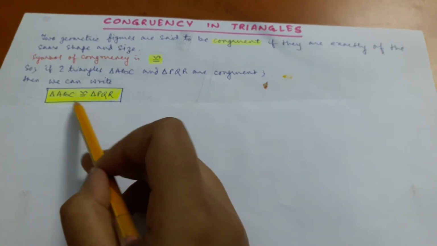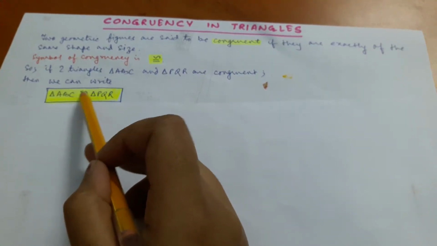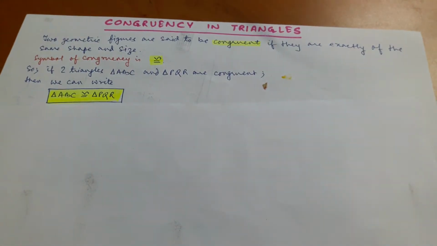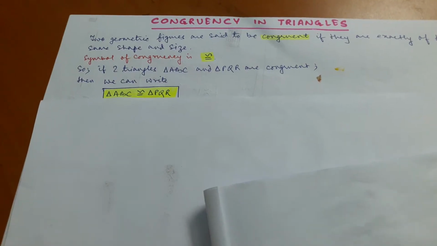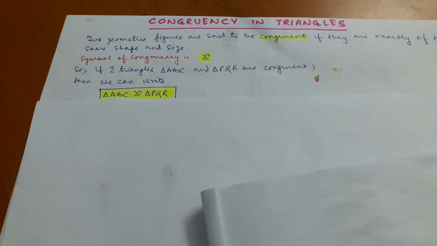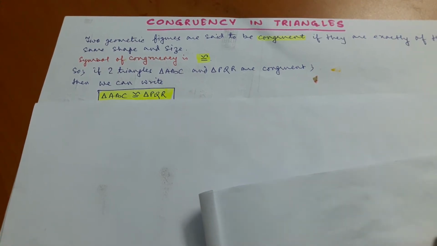This is the symbol of congruency. To represent congruency, we use this symbol. Now, what is basically congruency? Congruency means duplicate, same from all aspects, exactly the same. Whatever the criteria are, exactly the same. In other words, we can say two figures can be called congruent if they are superimposable.